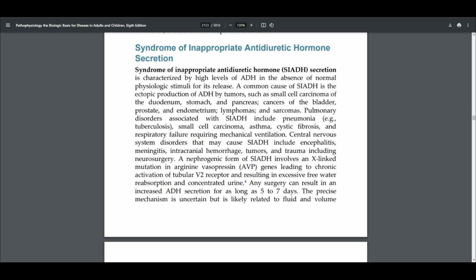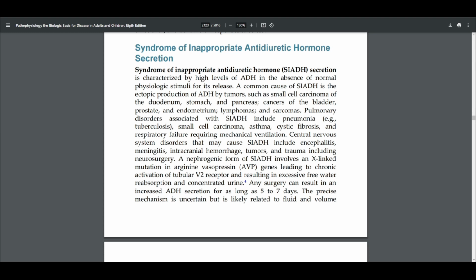Central nervous system disorders that may cause SIADH include encephalitis, meningitis, intracranial hemorrhages, tumors, and trauma, including neurosurgery. A nephrogenic form of SIADH involves an X-linked mutation in the arginine vasopressin gene leading to chronic activation of the tubular V2 receptor and resulting in excessive free water reabsorption and concentration in urine.